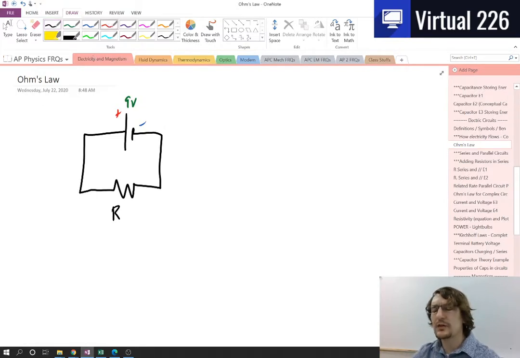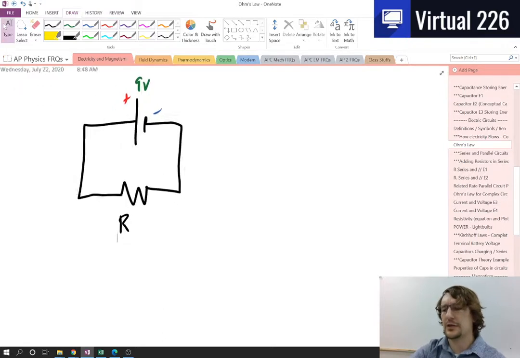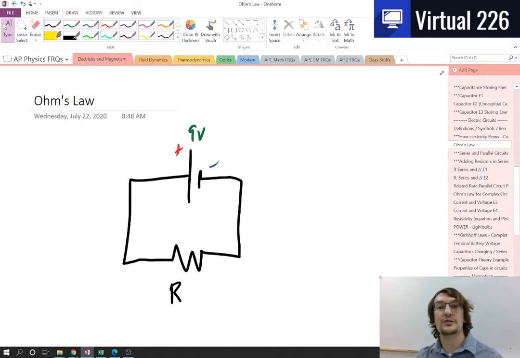Now, when we talk about a circuit, we need to think about how this current is flowing around it. The current is coming out of this battery, out of this potential source, and it's flowing around the circuit. But which way is it flowing? Is it flowing clockwise or counterclockwise in this example?